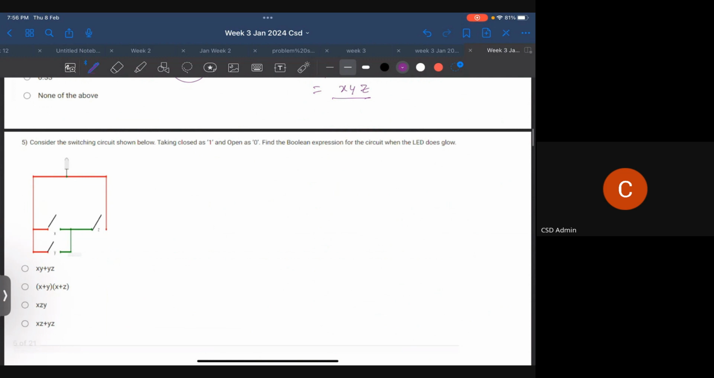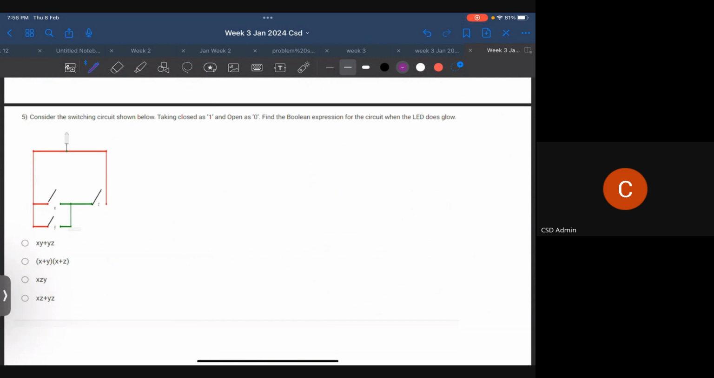Okay, then this is another question. Consider the switching circuit shown below, taking closed as 1 and open as 0. Find the Boolean expression for the circuit when the LED does glow.